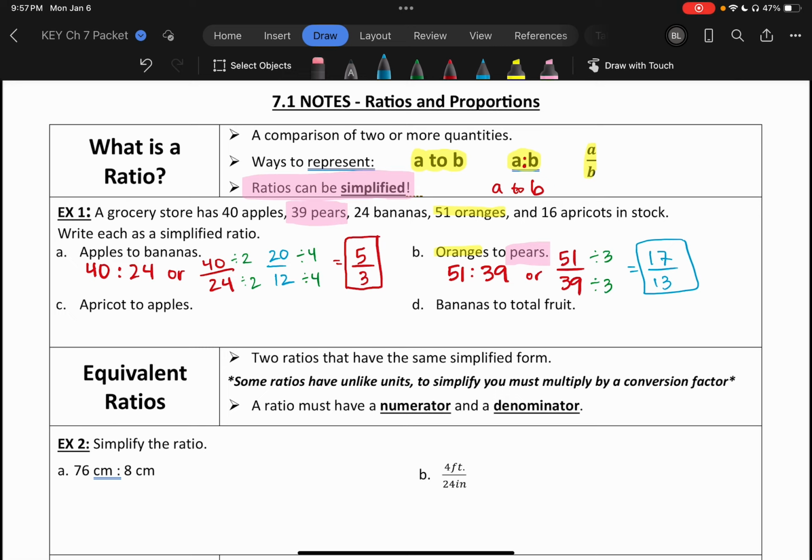right? And again, if you find yourself struggling with simplifying these ratios, you can always type the fraction into the calculator and it'll simplify it for you. So let's go ahead and move on to part C.